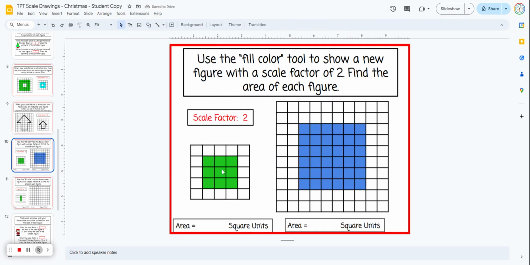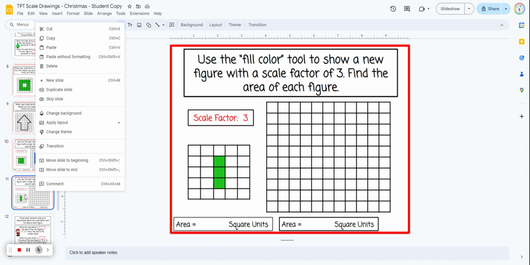Now if we find the area of the smaller square or the original square, it's going to be 9 square units. So they're going to type in a 9. The larger figure, 6 by 6, is going to be 36 square units. Now we're not multiplying by the scale factor when we're looking at area, we're multiplying by the scale factor squared. So 2 squared would be 4, so we multiply the original figure times 4.